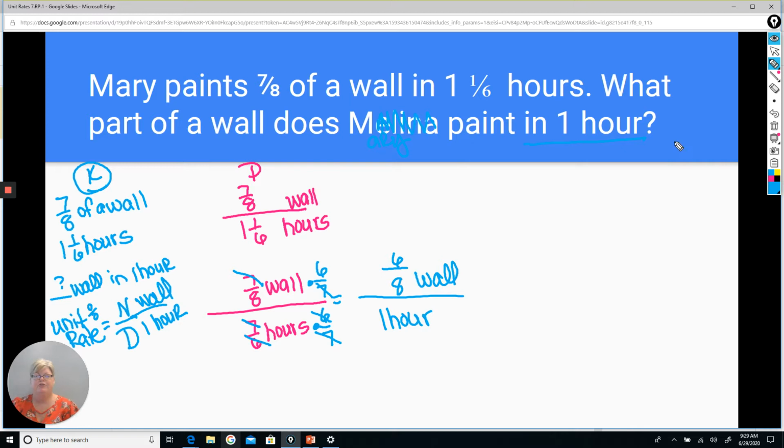Now, guys, make sure you put your units there. We don't want to leave them naked. We can't have naked numbers running around the school. Wall is a unit, hour is a unit, so always leave those units on there. Put the clothes on them is what I tell my students.